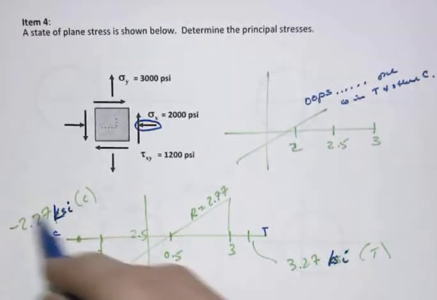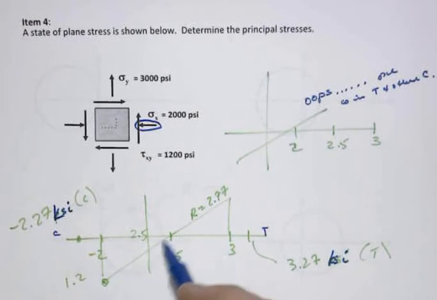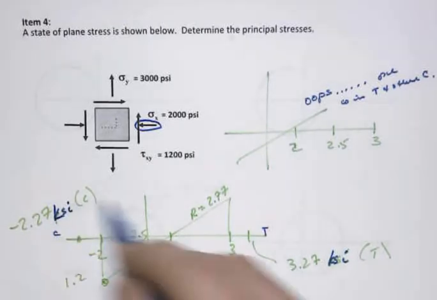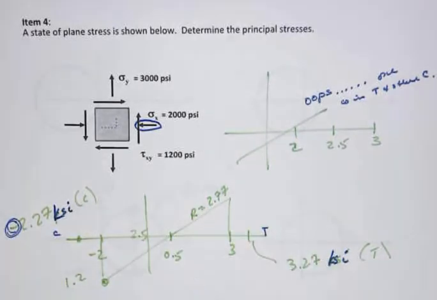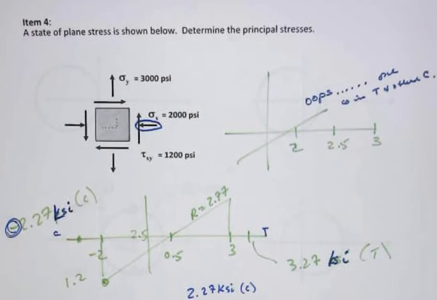When you get a final answer here, working out the right triangle and the average, you have to come along and say, okay, I got a minus sign here, and so that ultimately means that the answer is 2.27 KSI in compression, and the other one is 3.27 KSI in tension.